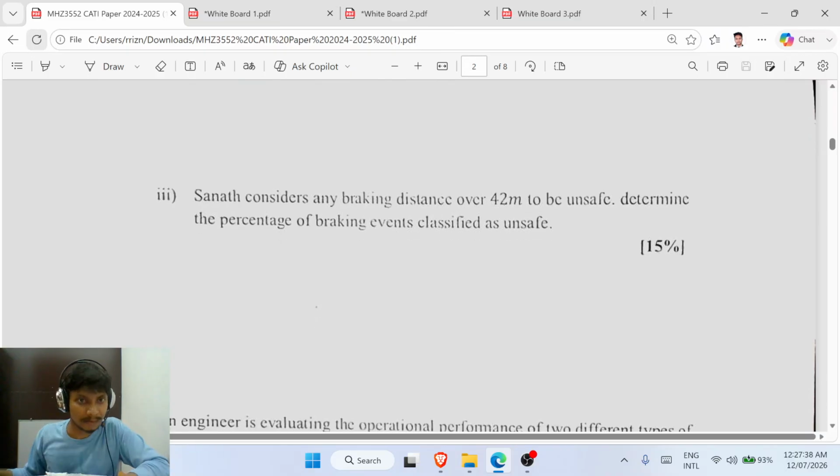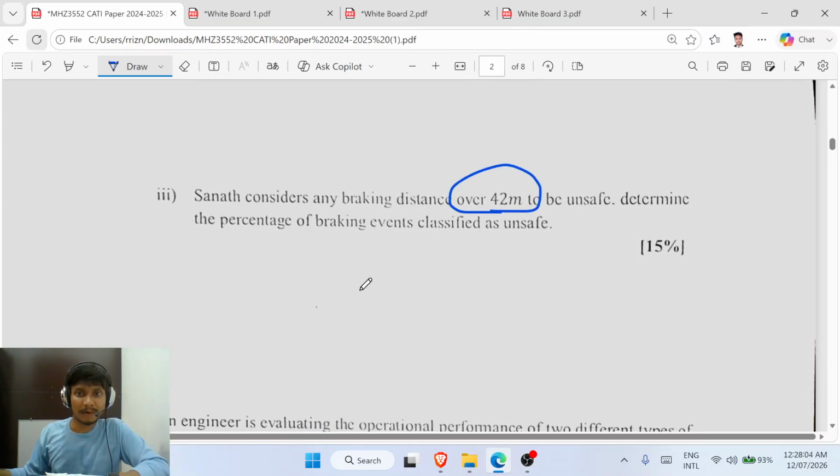Let me read the question. Sanath considers any braking distance over 42 meter to be unsafe. Determine the percentage of braking events classified as unsafe. Here, this is very important: over 42 meter. What is the meaning of over 42 meter? It means greater than 42.